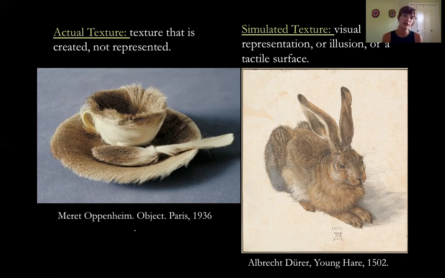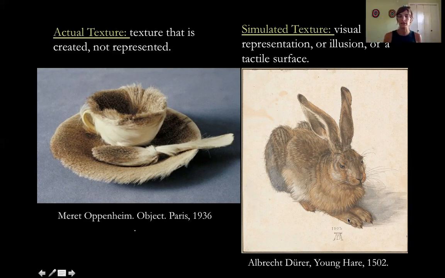If you were to touch this, it would have a texture, right? It would actually be furry, coarse, all that kind of stuff. So this is actual texture versus simulated texture. So this is visual representation, or the illusion of a tactile surface. So you see that here.